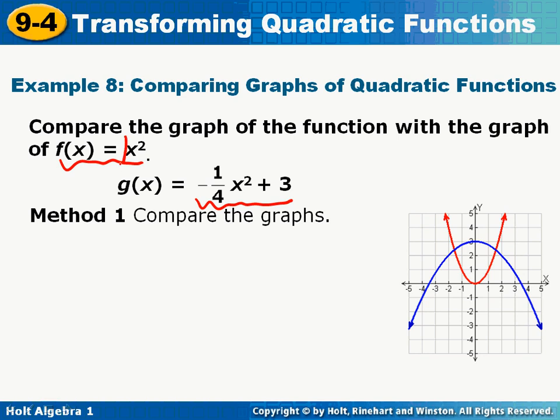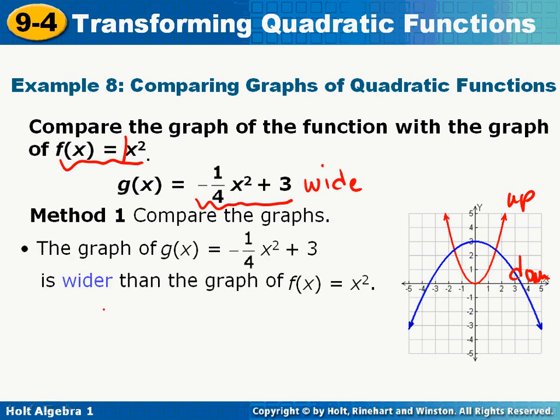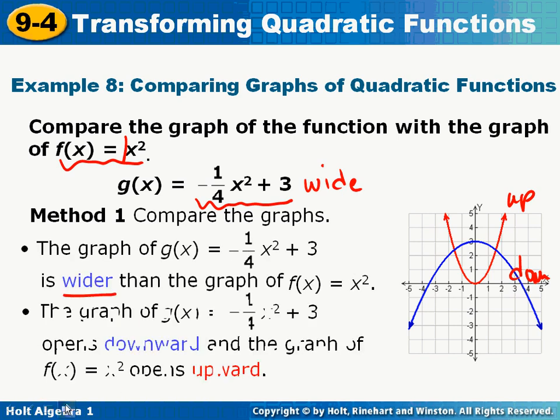1x squared is going to open up, and negative 1/4 is going to open down. Now, negative 1/4 is going to be more wide than 1x squared. Okay, so the graph is wider, and then you can also say that negative 1/4 x squared opens down and x squared opens up. So you really need to comment every time, comment on 2 things every single time. 2 comments.